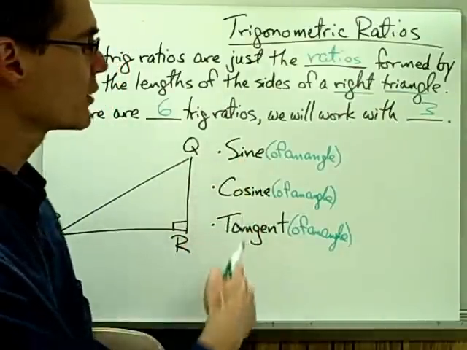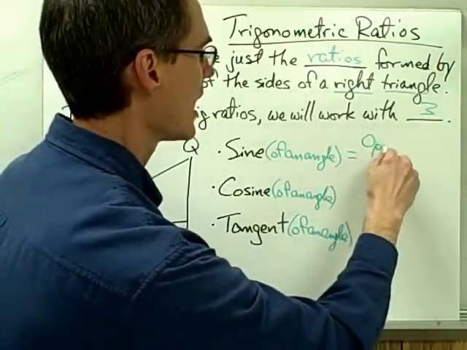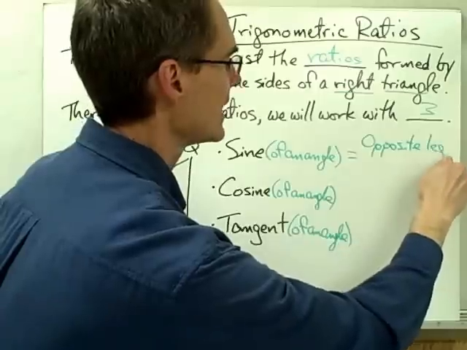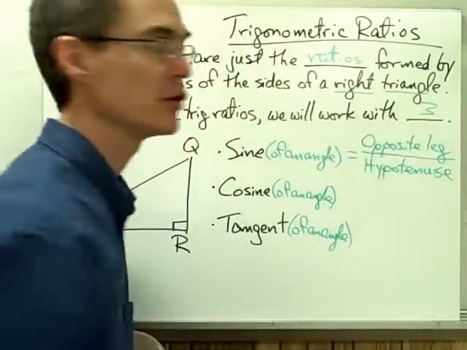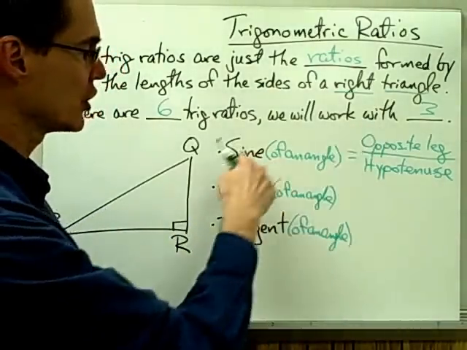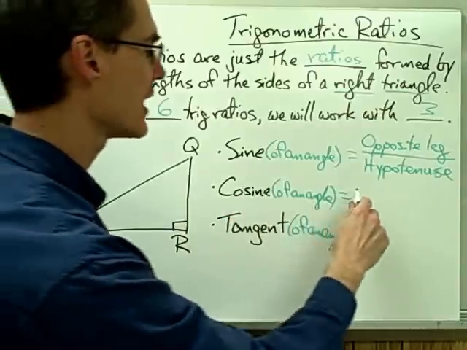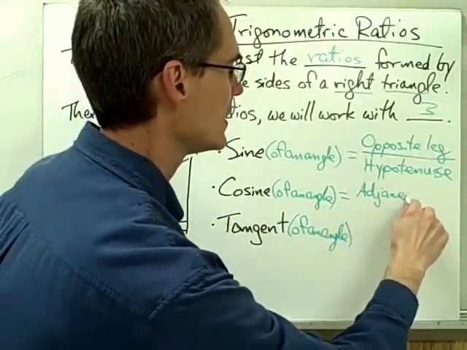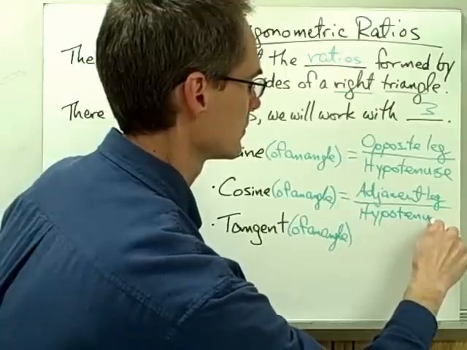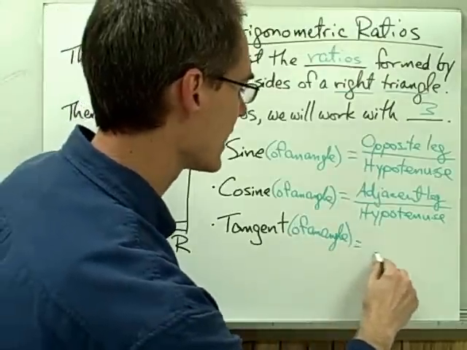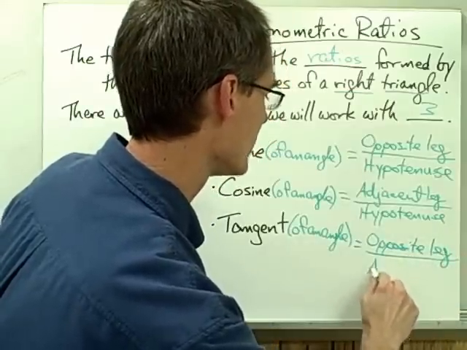So, first we want to start with what's the definition of sine, cosine, and tangent. Well, the sine of an angle is defined as the opposite leg over the hypotenuse. That's the two sides of the triangle that form the sine ratio, the opposite leg and the hypotenuse. The cosine of an angle is defined as the adjacent leg over the hypotenuse. And the tangent of an angle is defined as the opposite leg over the adjacent leg.